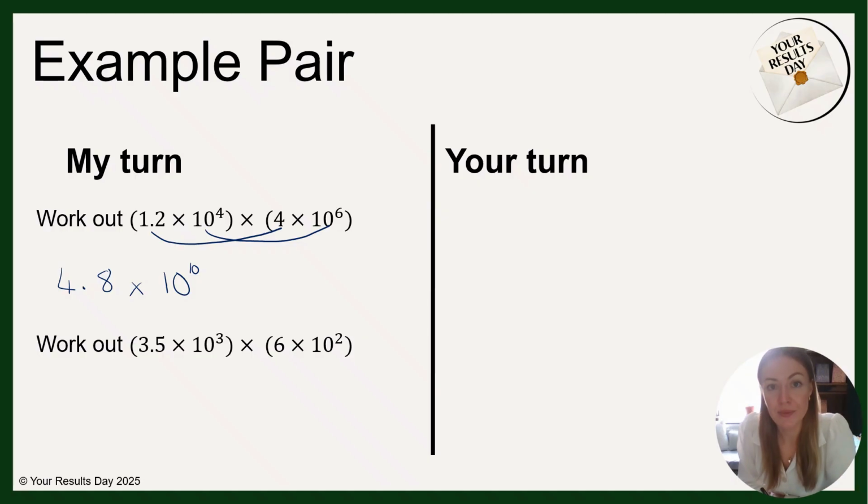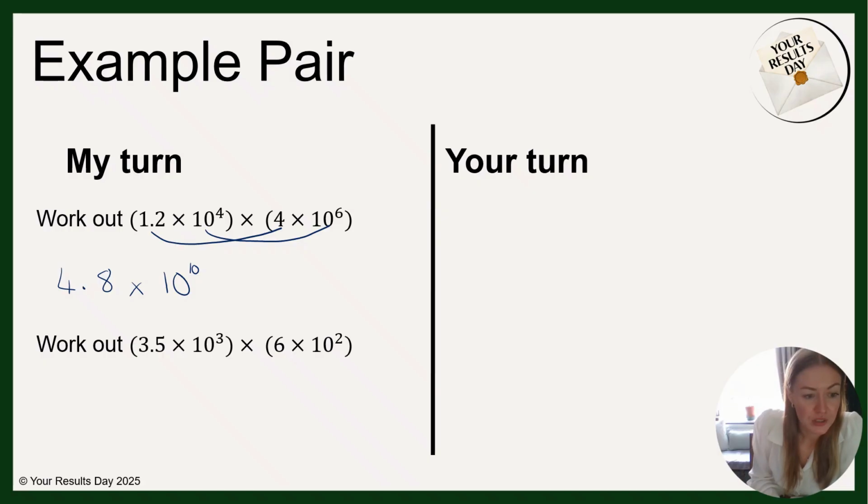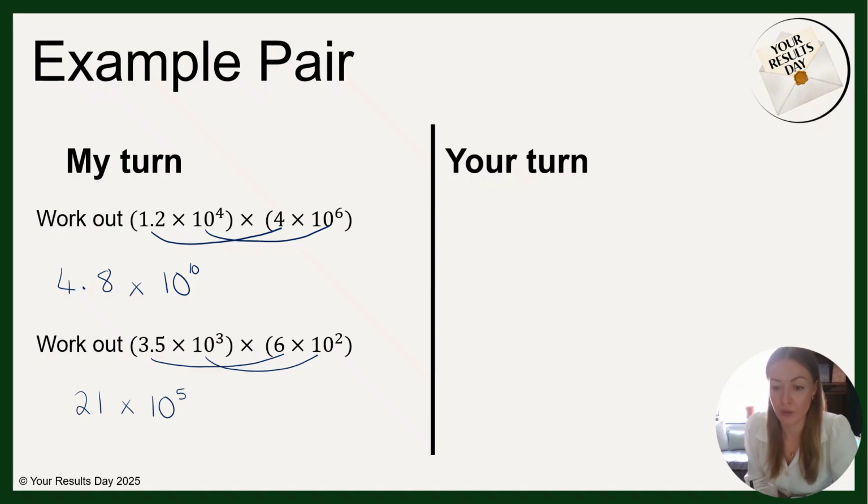There's only one time when you'll need to do a bit of working, and I'll show you in this next question. So if we do 3.5 times 6, that's 21. And then if we use our multiplication law on the powers of 10, we get 10 to the power of 5. That might seem straightforward enough. Also, when I talked about potentially needing a calculator, you may have needed one to do 3.5 times 6.